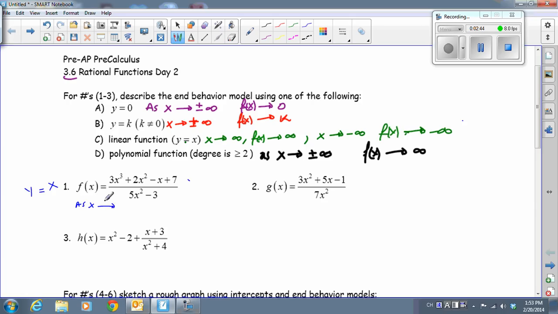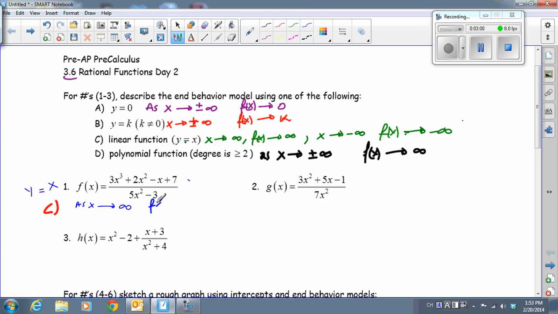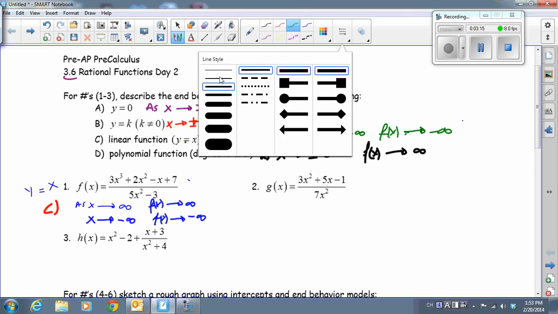approaches infinity, it seems like it's going to follow C. I'll mark a big C here. It's going to follow the same thing as C. So as x approaches infinity, f of x will approach infinity as well. And as x approaches negative infinity, f of x will also approach negative infinity. Let's look at number 2.